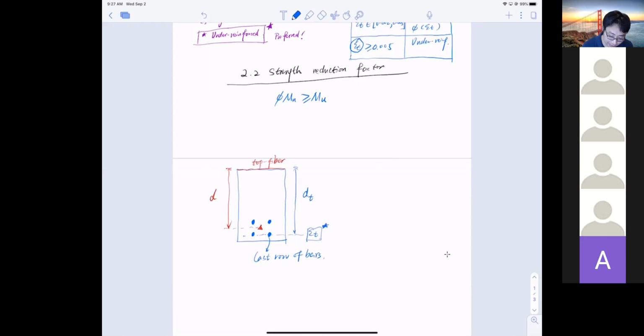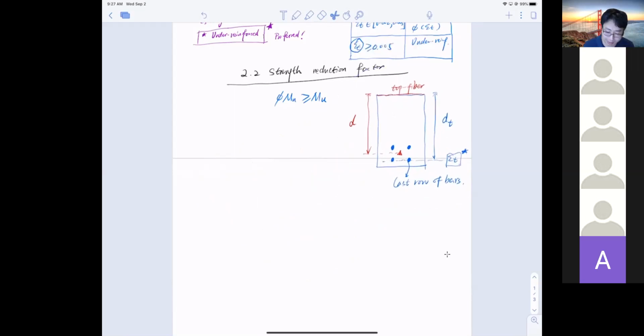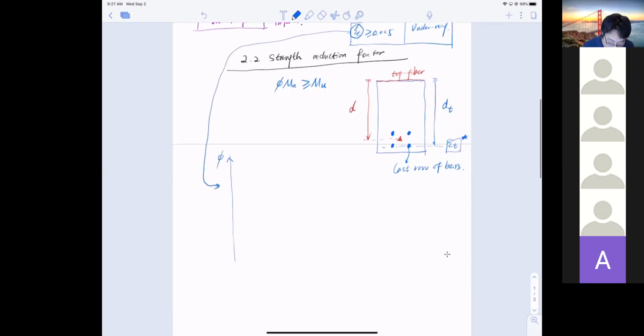So that is the cross section, and I'm just going to put it here on the side. That is the definition of epsilon t. Looking back at this strength reduction factor phi, I'm going to plot the equation. Phi is a function of the last row strain epsilon t, so I can draw the curve.